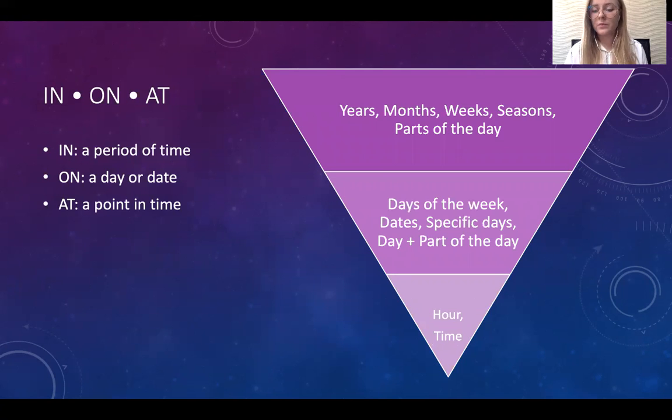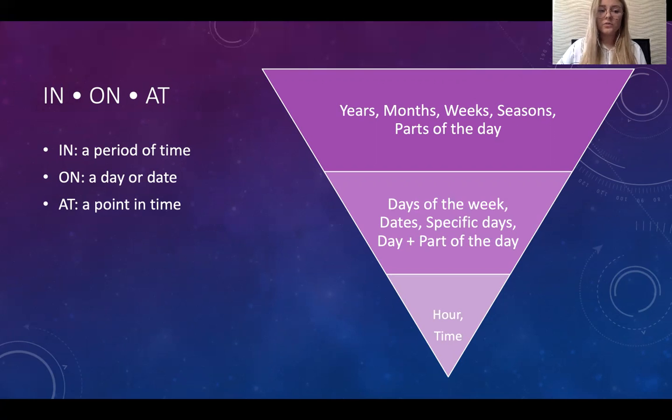Okay, so here are some examples. We can use in to describe years, such as 2020, months, such as December, weeks, like this week or next week, seasons, such as summer or winter, and parts of the day, such as the morning or the evening. We can use on to describe days of the week, like Monday or Friday, dates, such as December 6th, specific days, such as my birthday, and day plus part of the day, such as Sunday morning.